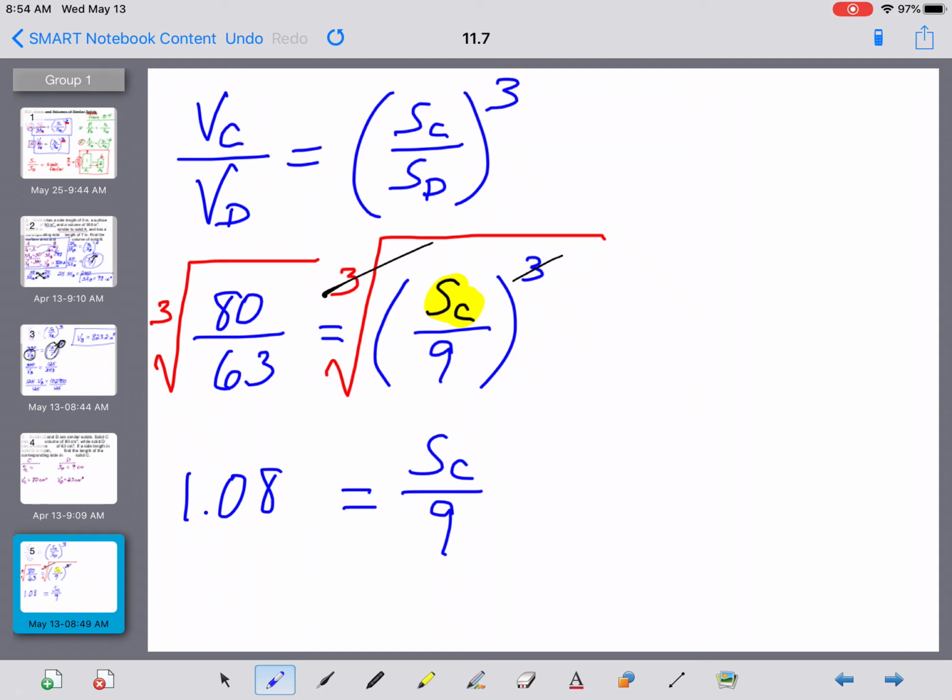Now, asking yourself the question, where is my variable? What is being done to it? And how do I undo it? We see that there's an S of C right here. That's our only variable. It's being divided by 9. So to undo that, we're simply going to multiply by 9.